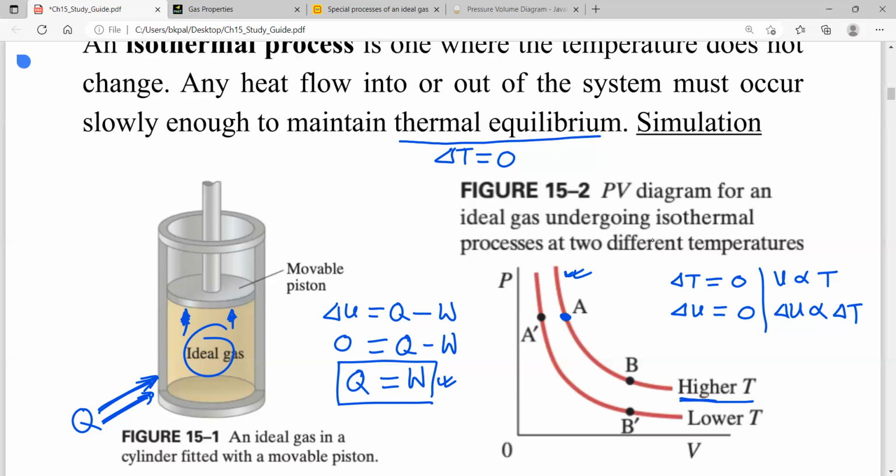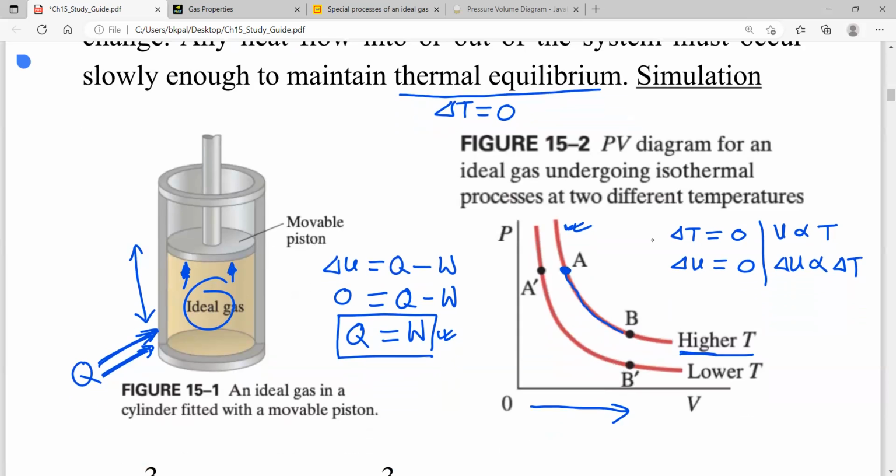Here is the movable piston. So when the gas does some work on the piston, you see that the volume increases. Okay, so you see that as it is going in this direction, the volume is increasing. Okay, and volume increase means pressure decreasing. So that's how the isothermal process can be explained.